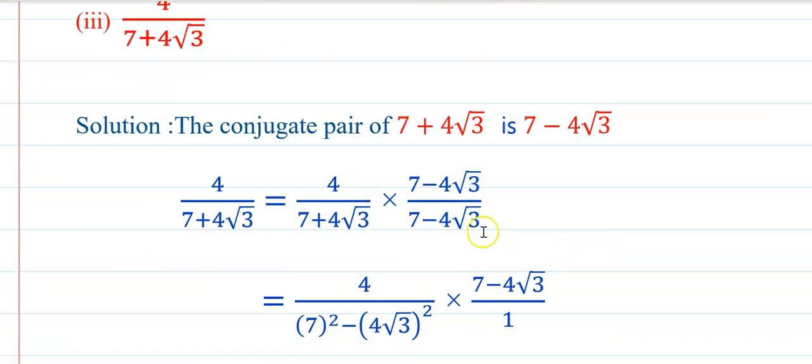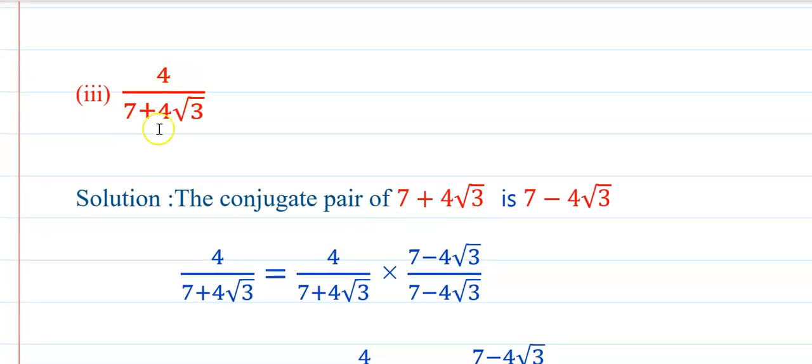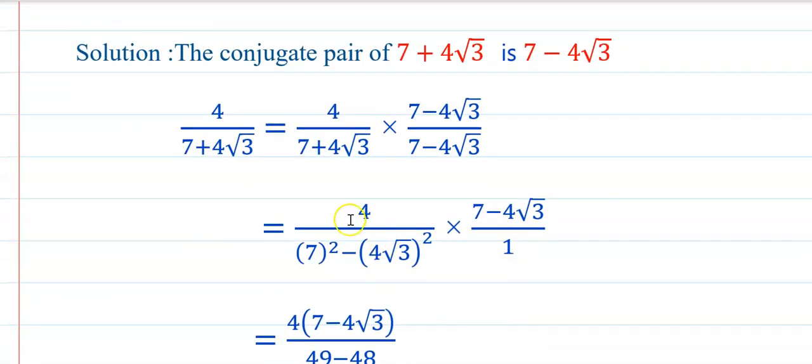And now next, 4 upon 7 plus 4 root 3. Again, what is the conjugate pair of this? It is 7 plus 4 root 3, its conjugate pair is 7 minus 4 root 3. Again, we will multiply numerator and denominator of this expression by this term. Therefore, 4 upon 7 plus 4 root 3 into 7 minus 4 root 3 upon 7 minus 4 root 3. Now see this here, a plus b again a minus b, it's a square minus b square, that is 7 square minus 4 root 3 bracket square.